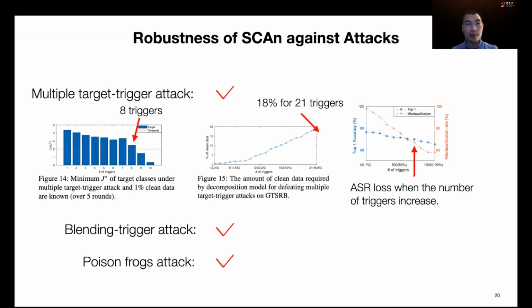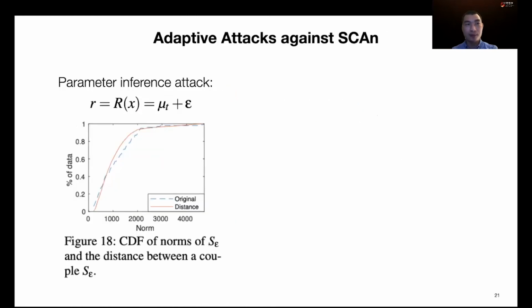We also demonstrate the robustness of our SCAN against the blending trigger attack and the pointer fork of the attack. The details can be found in our paper.